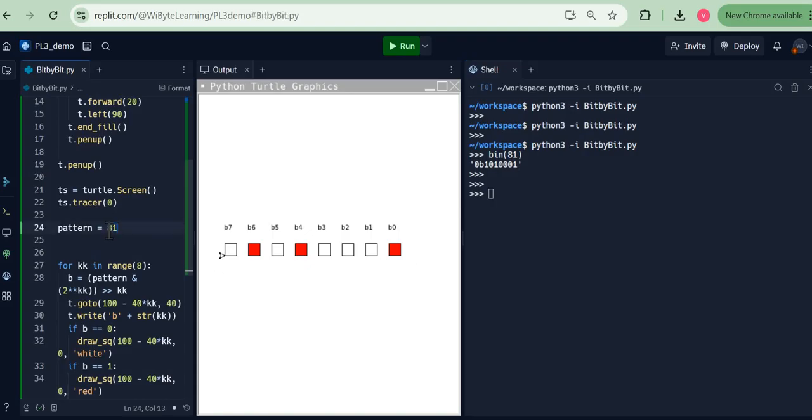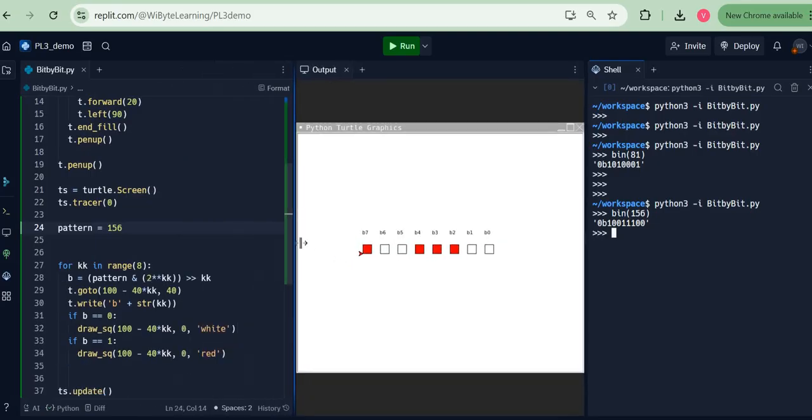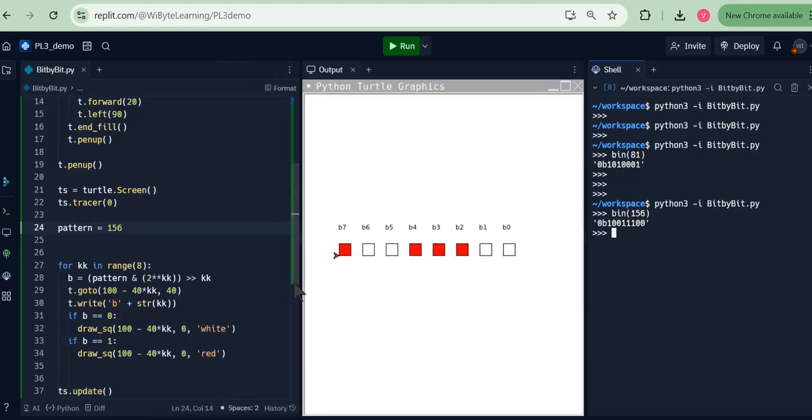Let's try one more pattern. Let's say I try 156. I'm just putting something here. Now this pattern turns out to be something like this: 1001 1100. Let's try to verify this from our bin function. When I do this, it's 1001 1100, 1001 1100. Very interesting how the bits are being represented as these red squares, kind of like LED lighting on. So, a nice pattern here, right?